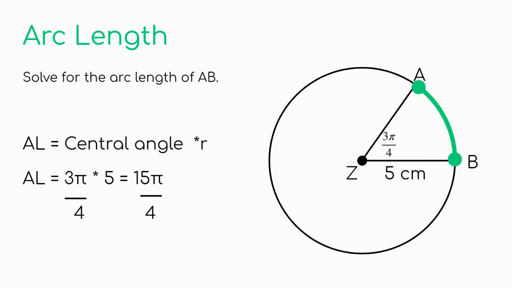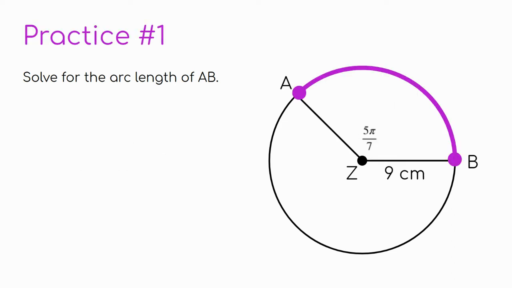You could leave it like that, or you could plug it into your calculator: 15 times pi divided by 4. You get 11.78 centimeters. As long as you have this formula written down, this is way easier than degrees. All you have to do is take your angle and multiply it by your radius. So go ahead and pause the video and try to solve for the arc length of AB.